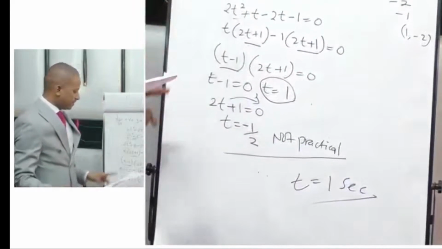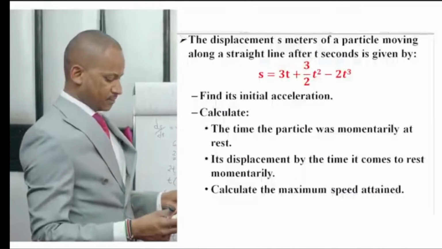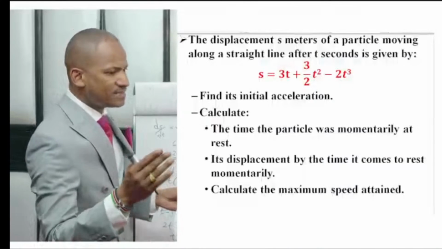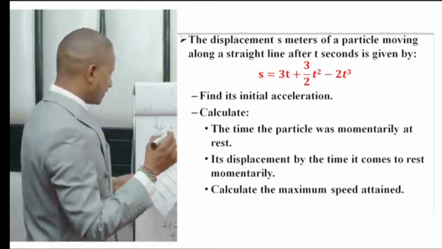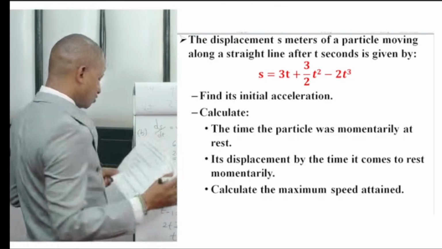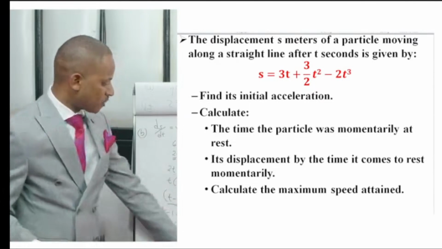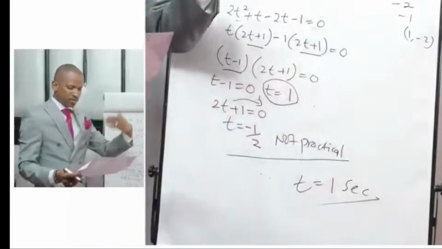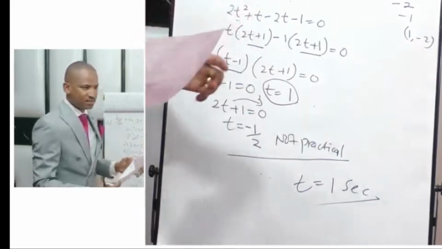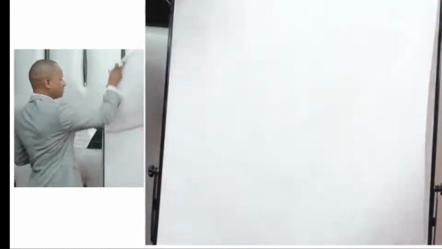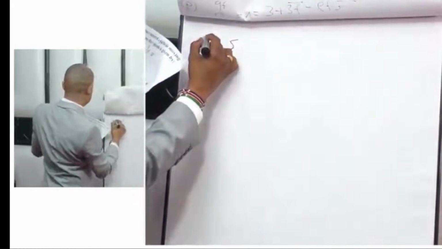That is the time. The next question is, calculate the displacement by the time it comes to rest momentarily. Remember, part B of the question tells you to calculate the time the particle was momentarily at rest. We've gotten t as 1. Then it tells you to calculate its displacement by the time it comes to rest momentarily. But what is the equation of the displacement? The equation of the displacement is S, that is part C.